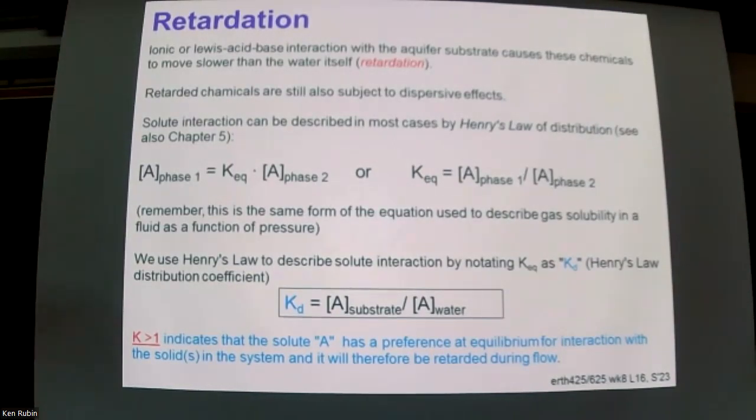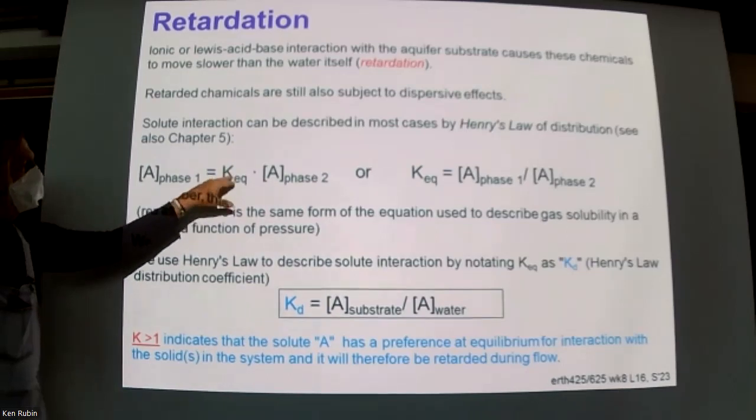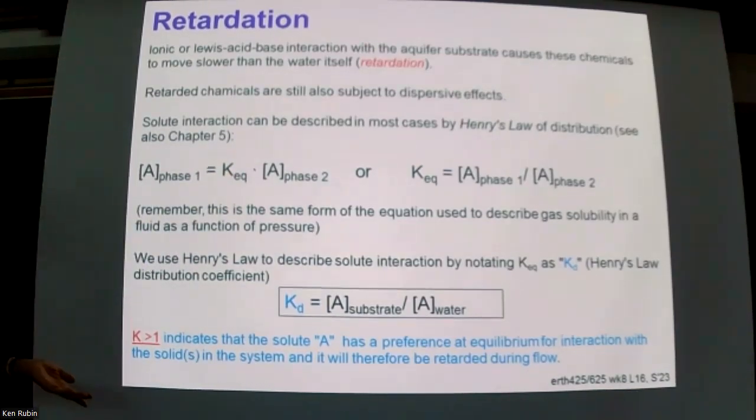Obviously, water flow doesn't have to go slow enough to allow us to reach equilibrium, but this is the maximum distribution at any given condition. And if pH or something else is changing along a flow path to change this ratio, then we have to take that into account too.